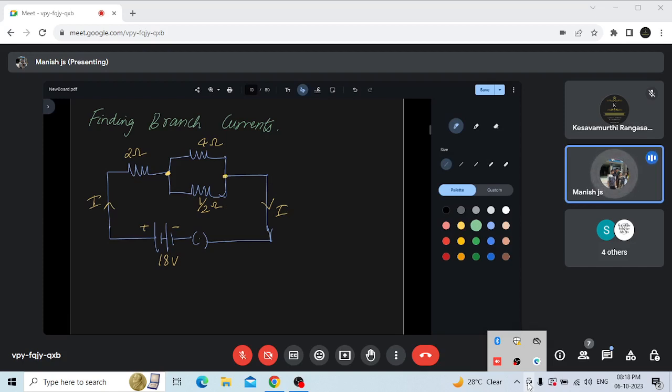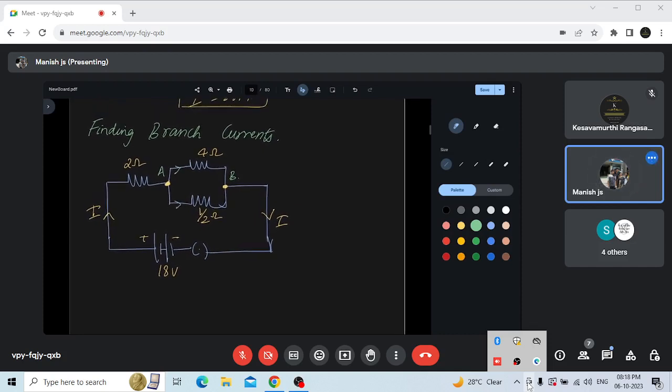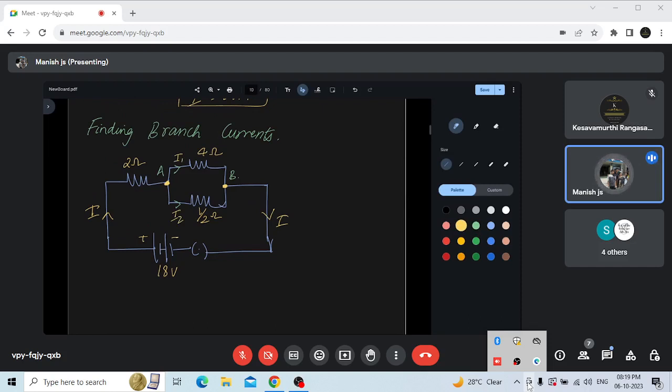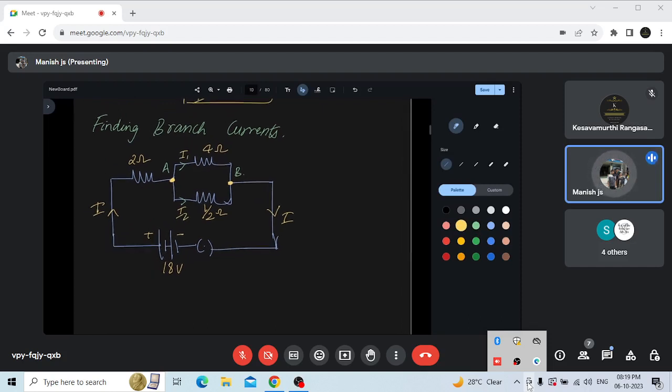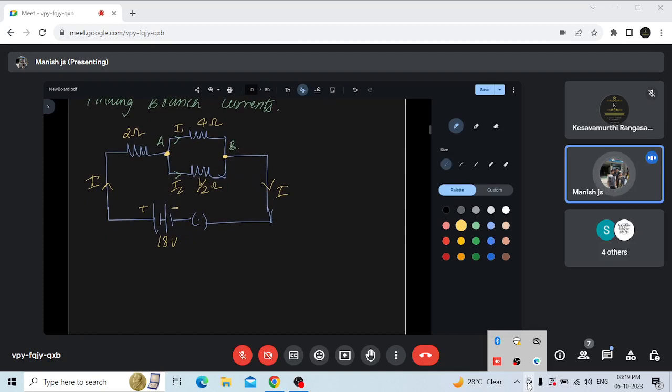It's a point where 3 or more wires meet. So this is called a node. Let me mark it as A and this node as B. The current enters at point A and it is going to split. We'll call this current I1, this current I2. The current flowing through the 4 ohm resistor is I1, the current flowing through the half ohm resistor is I2. So we want to find out the values of I1 and I2.